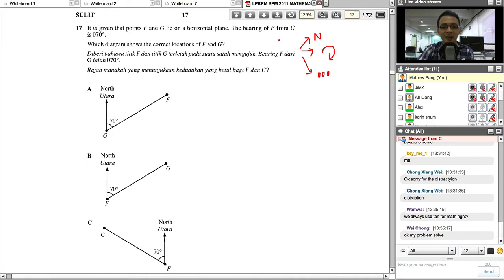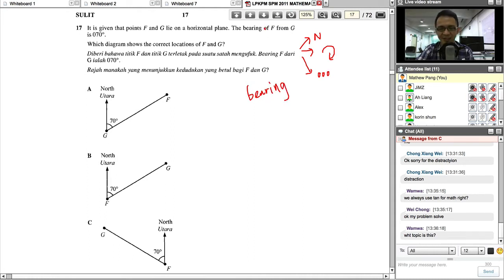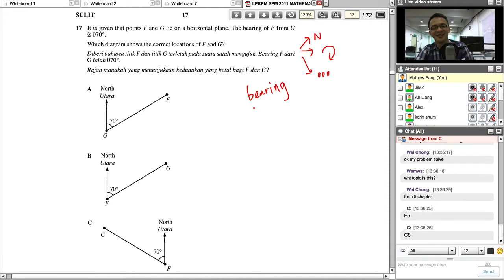And the bearing of F from G is 70 degrees. So, which one is correct? Okay, the bearing of F from G, this is bearing. It's from form 4 chapter also. Is it from form 4? I think it's from form 4, right? Bearing. From form 5, alright, sorry. It's from form 5. I've just so long never touched maths.